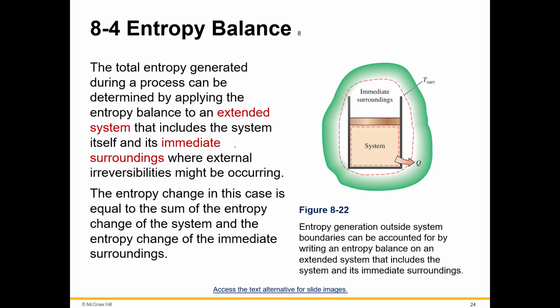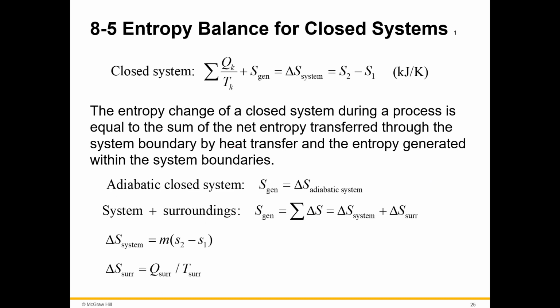Entropy generation outside the system boundaries can be accounted for by writing an entropy balance on an extended system that includes the system and its immediate surroundings. So it's just talking about how we work in that entropy balance equation. So we do have it for a closed system. The entropy change of a closed system during a process is equal to the sum of the net entropy transferred through the system boundary by heat transfer and the entropy generated within the system boundaries. And so it gives it to you for an adiabatic closed system, as well as a system plus the surroundings that we just talked about.